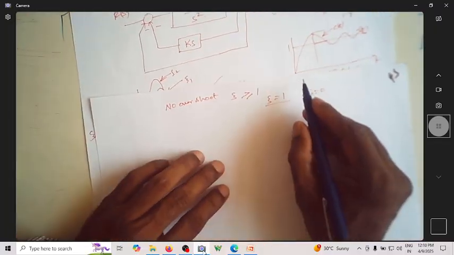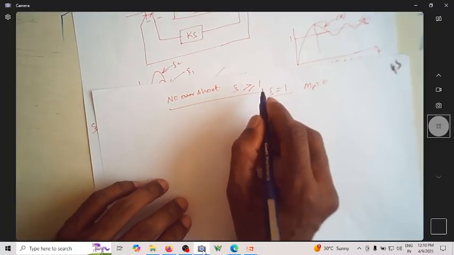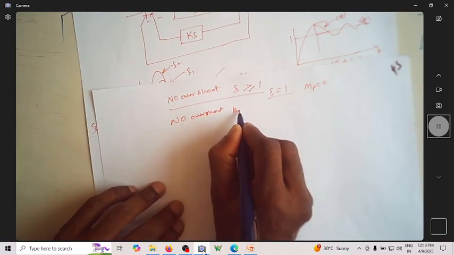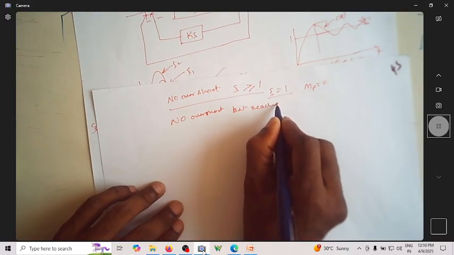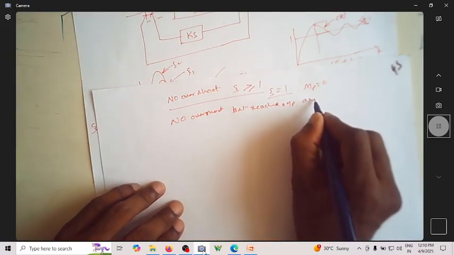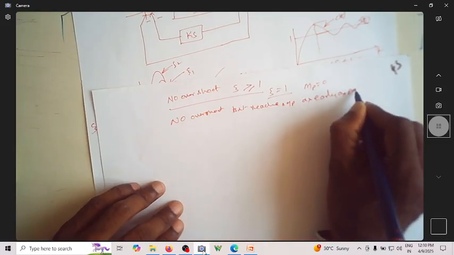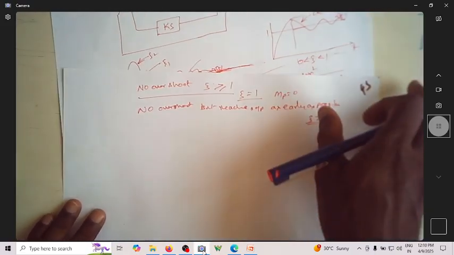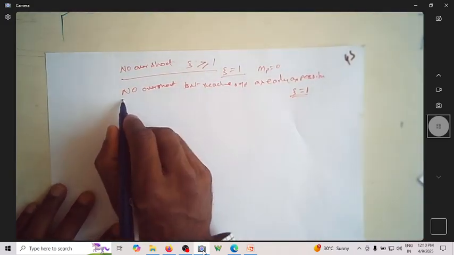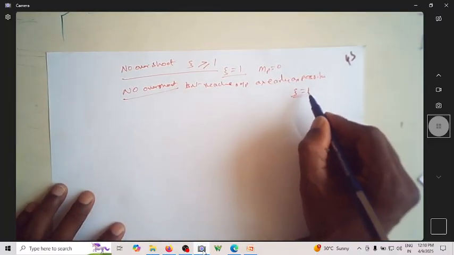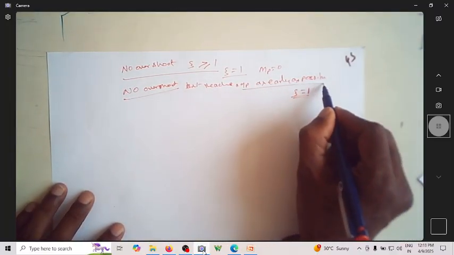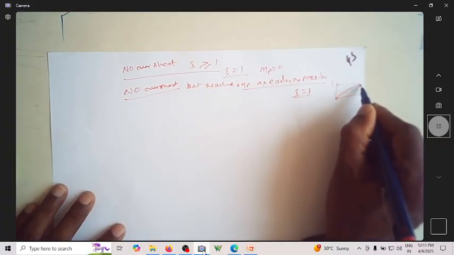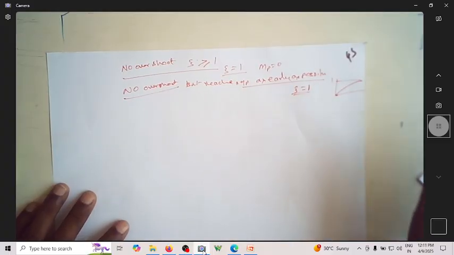Now if you have no overshoot but the output reaches the final value as early as possible, then zeta is equal to 1. Suppose zeta is equal to 1, there is no overshoot, but among the system responses it reaches the steady state, the final state of 1, sooner compared to other values of zeta which are greater than 1.